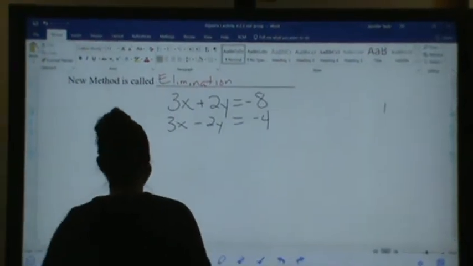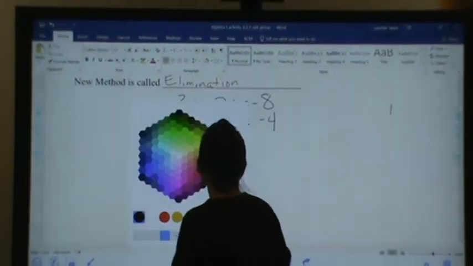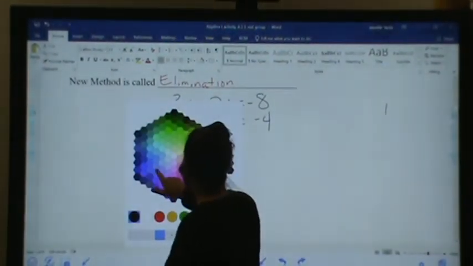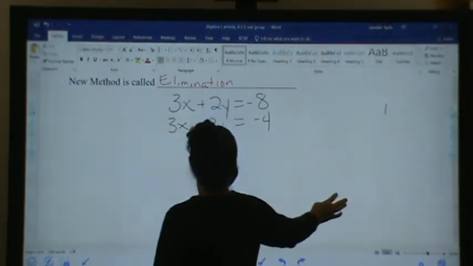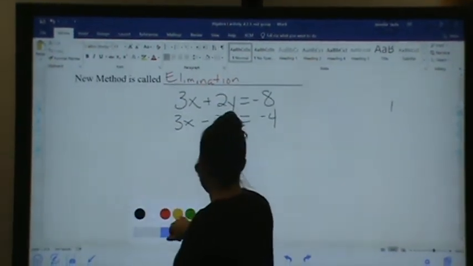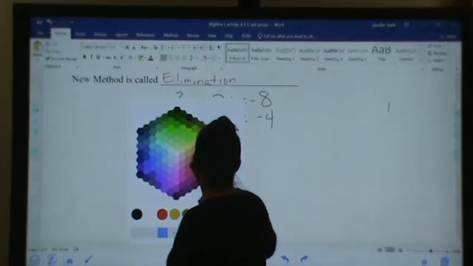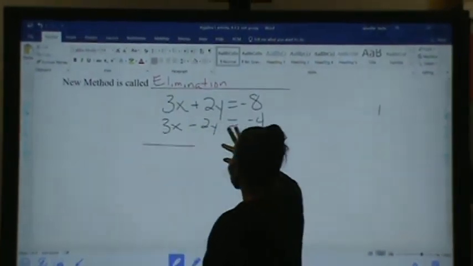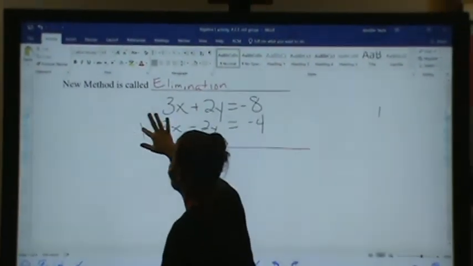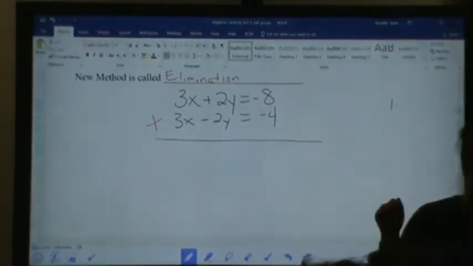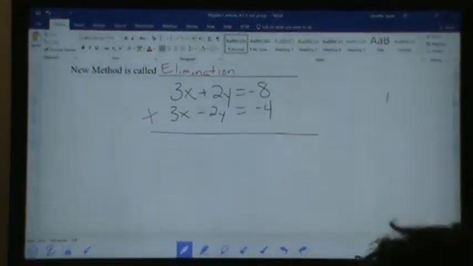So here's what I want you to do. I'll use pink. All I want you to do is to draw a line and now add the two equations together. See if you can do that, okay?